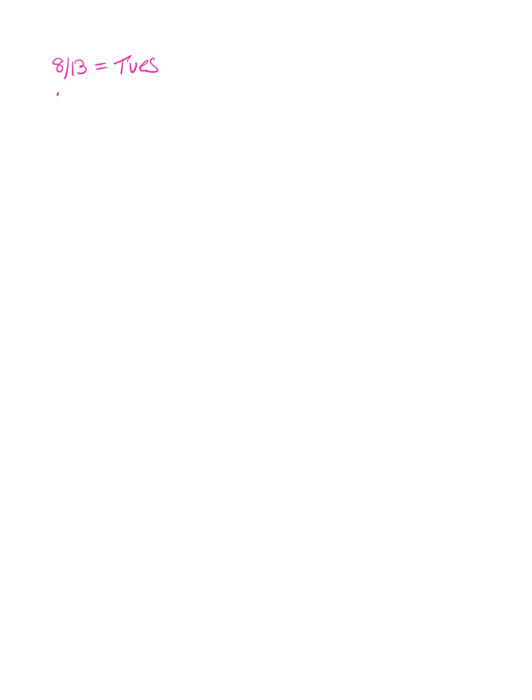Okay, so we figured out that August 13th has to be a Tuesday. So let's figure out, what does September 13th have to be? So we have August has 31 days, which is 4 weeks and 3 days. So I'm going to move the day of the week forward 3 days from Tuesday, Wednesday, Thursday, Friday, and I found it. We have a Friday the 13th in September.